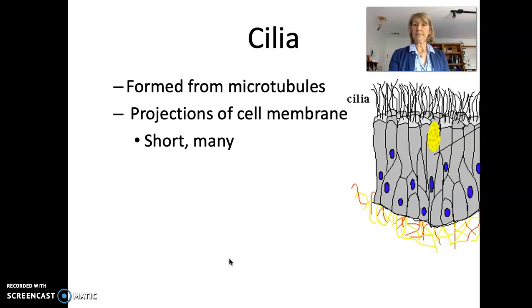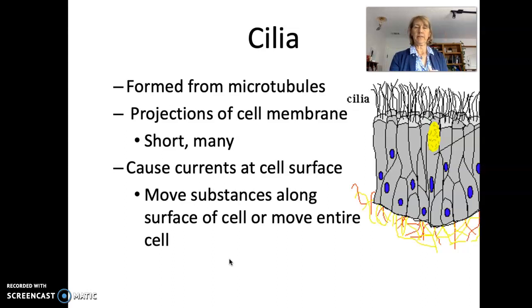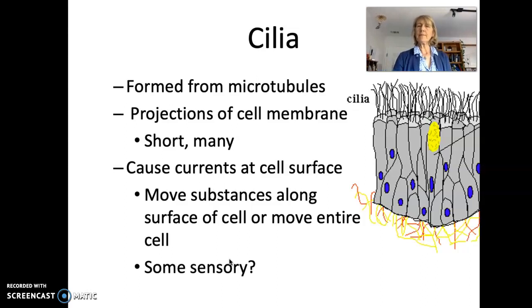So they're projections. They're not a fold. They're a stick out, essentially. They're short. There's lots of them. They can cause currents on the cell surface and move things like the wave in the stadium and remove things that shouldn't be in that location. The classic example is in the trachea. In the respiratory airways, they trap any particle that should not be in there, then you can blow air, which means cough, and expel that little particle that shouldn't be there. We think that some of them might be sensory, but we haven't fully understood that yet.